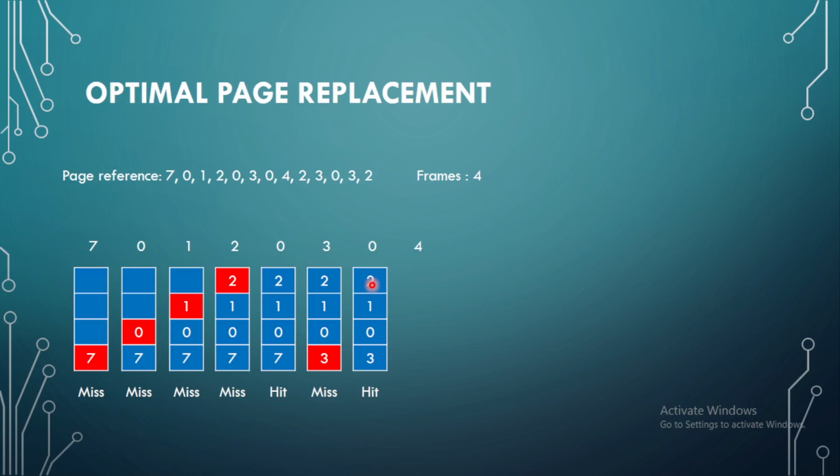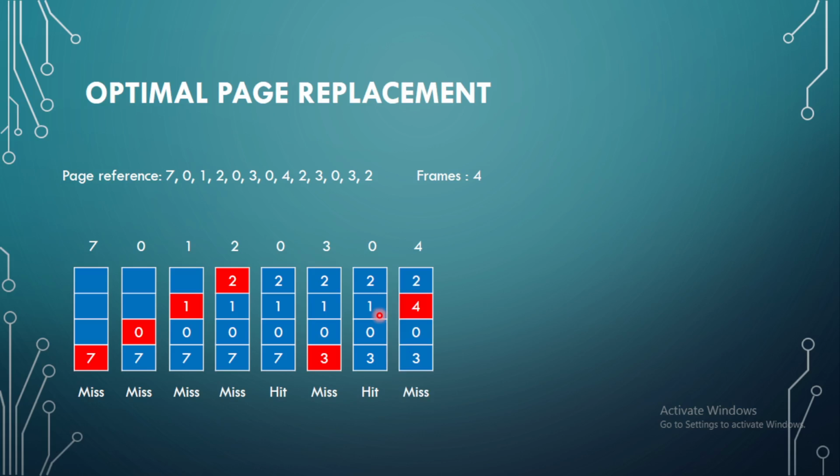2, 1, 0, 3. So 2 is going to be used here, 1 is not going to be used in the near future, 0 is also used here. So the page which is not going to be used in future is 1. So we will replace 1 with page 4. So there is a page fault.